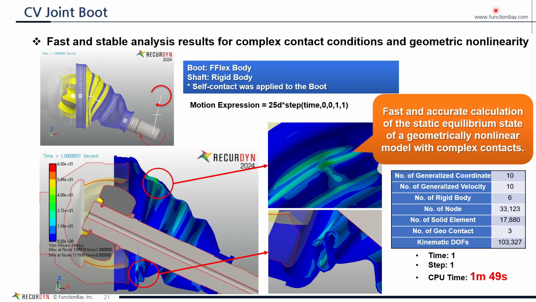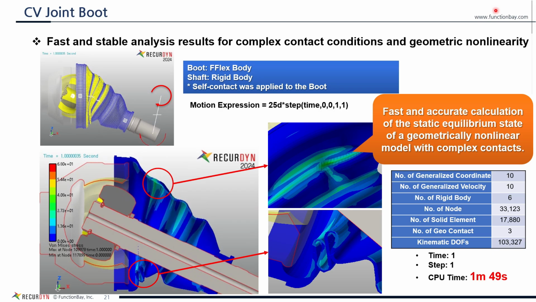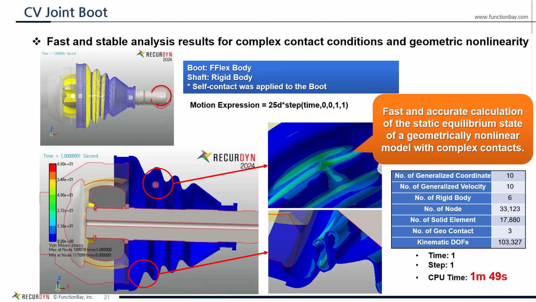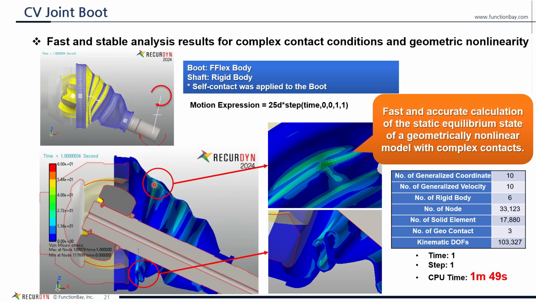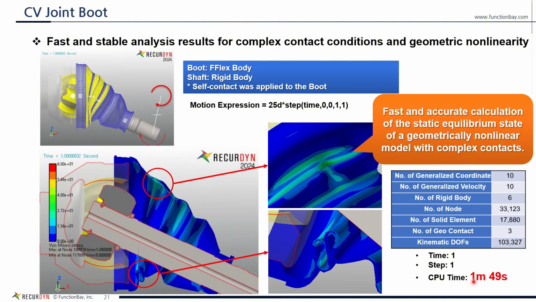The first model is a CV joint boot. This model represents a typical example of nonlinear FEM software. In this CV boot model, it exhibits large deformations, complex contacts, and buckling. However, the RecurDyn static analysis achieves convergence efficiently and completes the analysis in just 1 minute 49 seconds. In other words, RecurDyn static analysis demonstrates significantly faster computation speed compared to performing dynamic analysis.